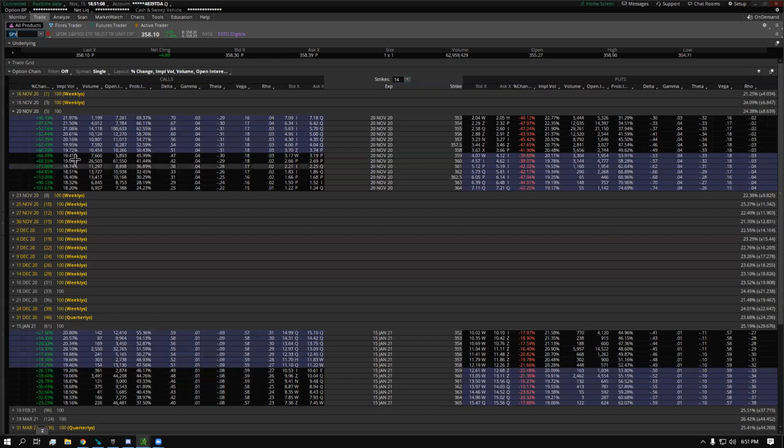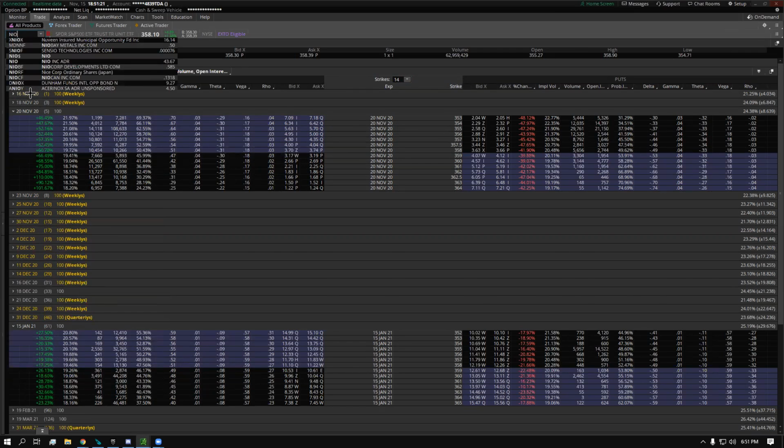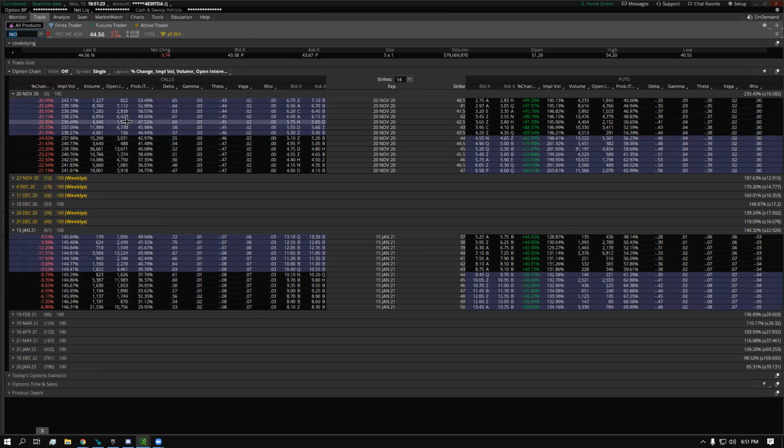You see the low IV on SPY? 19%. This is the average implied volatility on SPY, right? So there's going to be no IV crush in SPY contracts. You're going to focus a lot more on delta, gamma, and theta. Yeah, I hope that makes sense.